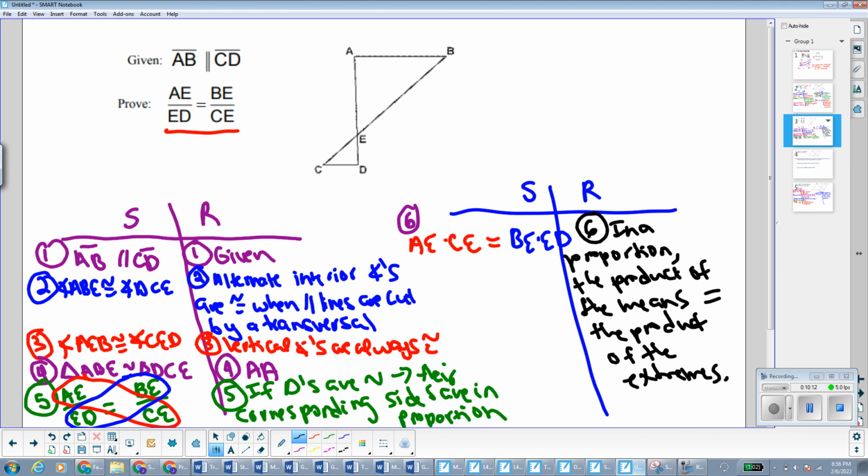Remember, the steps are as follows. First, prove the triangles that you are talking about similar. Once you have proven the triangles similar, you can prove a proportion involving the corresponding sides from the two triangles. And then finally, once you have proven your proportion, you can then prove a product through cross multiplication. And your justification for that cross multiplication is always the same every time. In a proportion, the product of the means equals the product of the extremes.